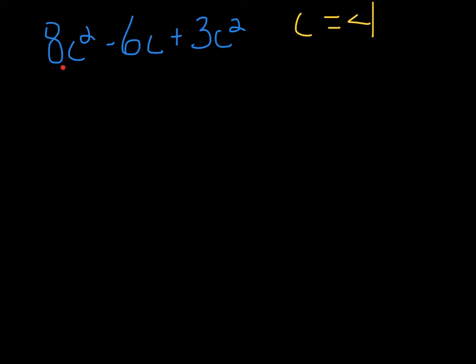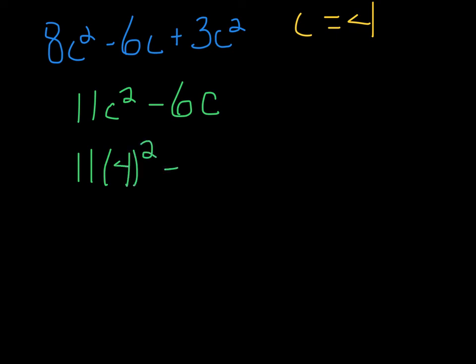So we're going to just combine the 8c squared plus, because we take the sign in front here, 3c squared. So let's go ahead and combine those. So 8c squared plus 3c squared equals 11c squared minus 6c. Now we'll put our value into here. So we have 11 times 4 squared minus 6 times 4.